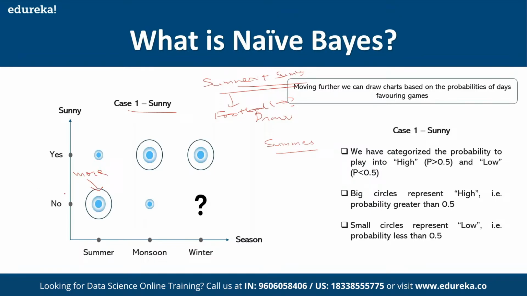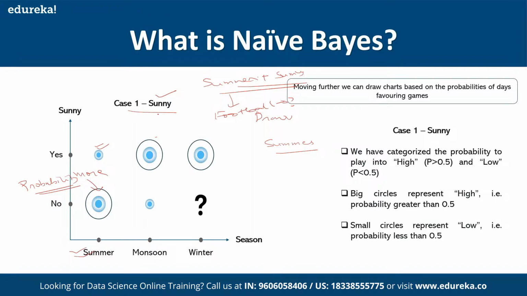So what is this dot showing? It is showing probability. I will explain how we calculate probability, but the probability of you playing on a given day when it is sunny and summertime, the chances of you not playing football are very high, and the chances of you playing football are very low. There are some chances, but they will be very low. Can you see this now?